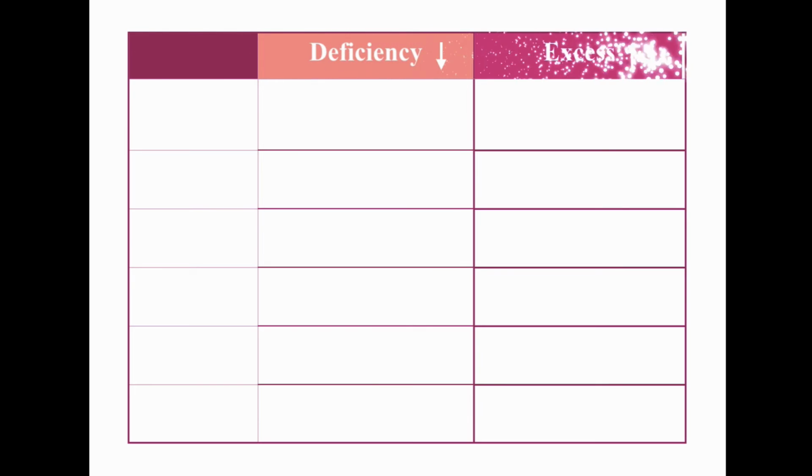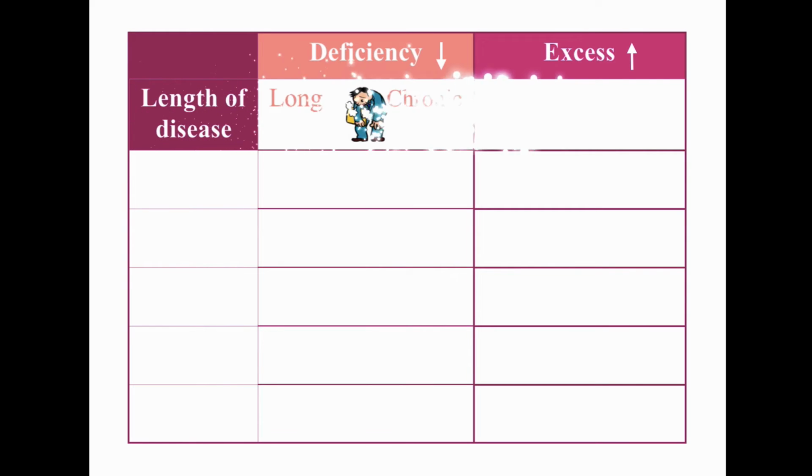So let's look at the difference between deficiency versus excess in symptoms, so we can differentiate those. The length of the disease. Something that lasts a long time, that's chronic, is usually more a deficiency. And excess is usually more short and acute. Does it mean that all excess conditions are acute? No. We're just comparing acute versus chronic and long versus short.